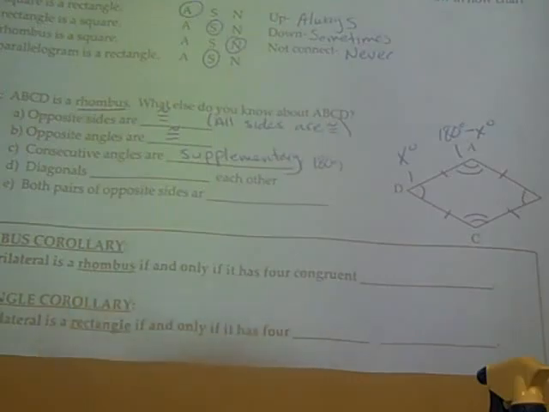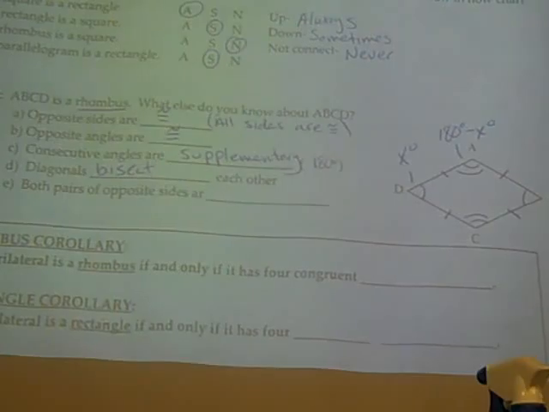Now, we talked about from before, diagonals. What do they do? They bisect. Diagonals bisect each other. So in this case, we go ahead and draw in our diagonals.